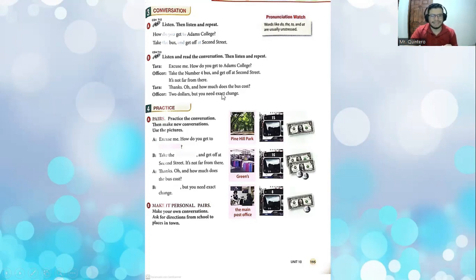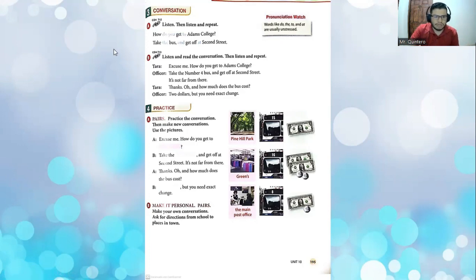What does it mean, exact change? For example, if the payment costs $2, you have to pay with $2, not $5, not $10. Only $2.